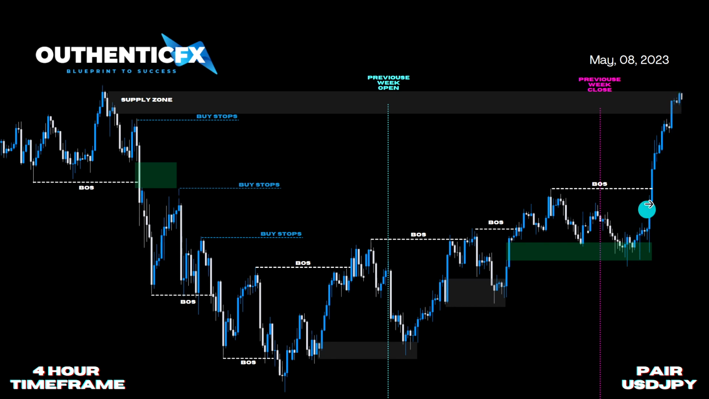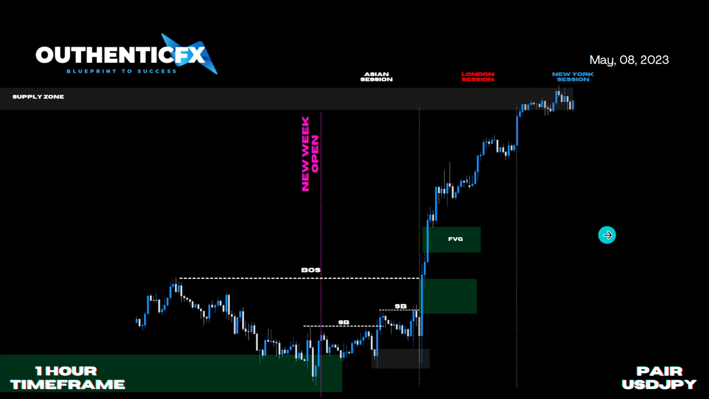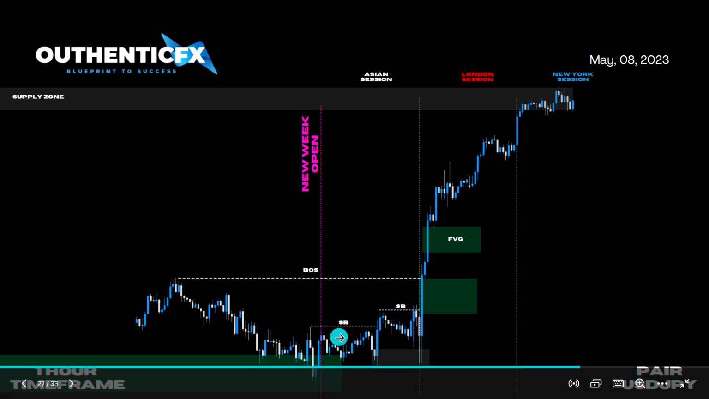So Monday comes through, we have this nice move to the upside. We've taken out buy stops. So it's a new week. Now let's put into perspective our sessions. We've marked up the new week open, and then the fair value gap. This now is on the 1 hour time frame.